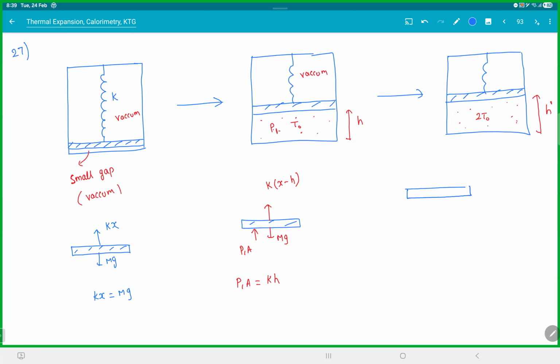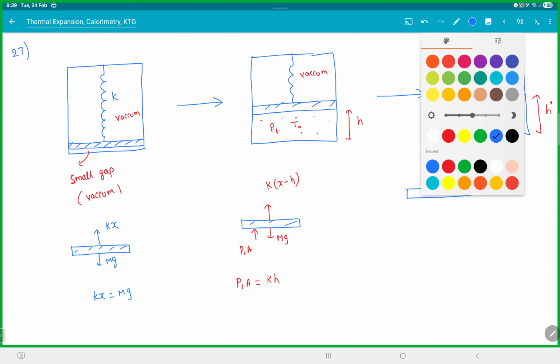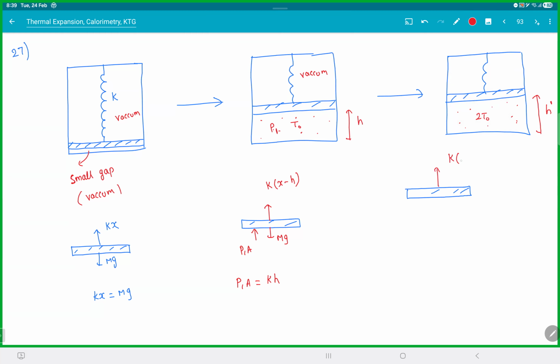Same thing when you draw the FBD for this one, the spring force will become K into (X minus H dash). This will be mg. So basically that Kx and mg will always cancel. Even if you had assumed it is massless, it would have worked out for you. So you will get here P2 into A is equal to K into H dash.